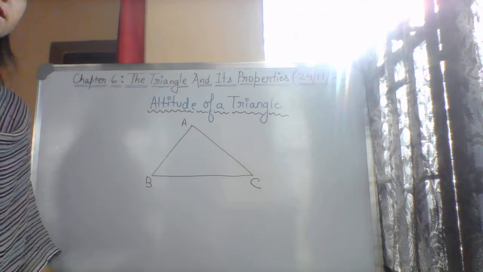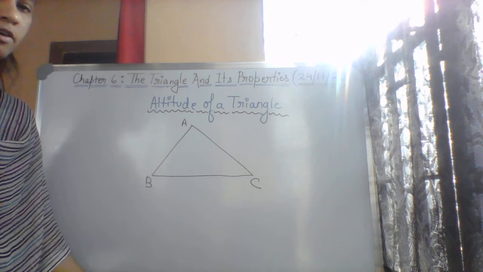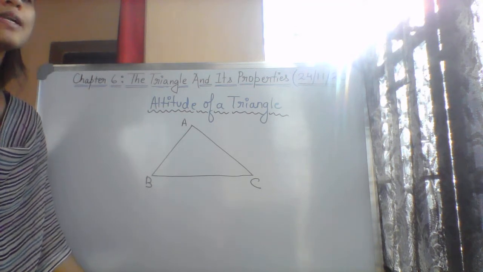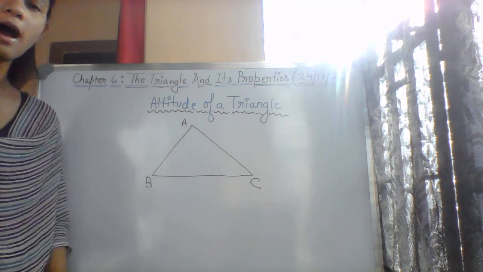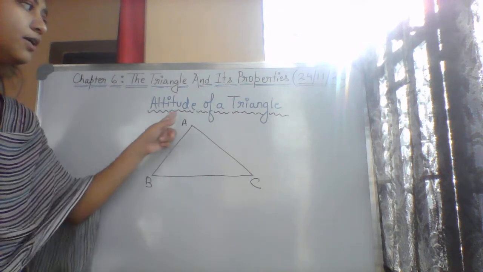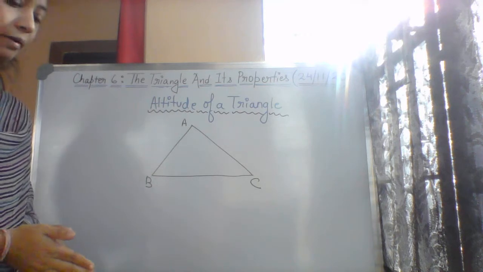You used to study that word in geography. Yes, in geography you have studied, I think, altitude. Yes, altitude is related to height. Altitude is height only. Okay, so what is the height of a triangle? Altitude of a triangle. How can I find out the altitude of a triangle?